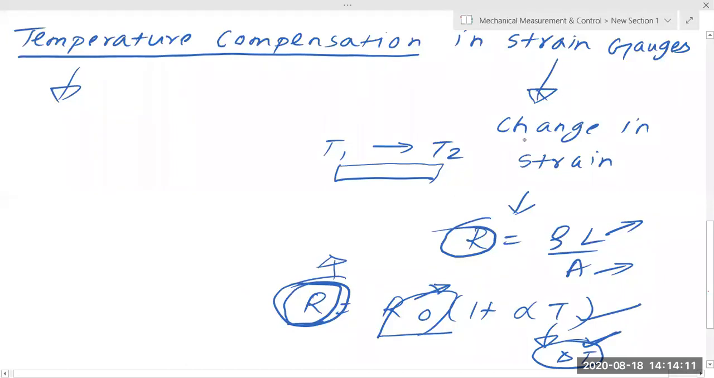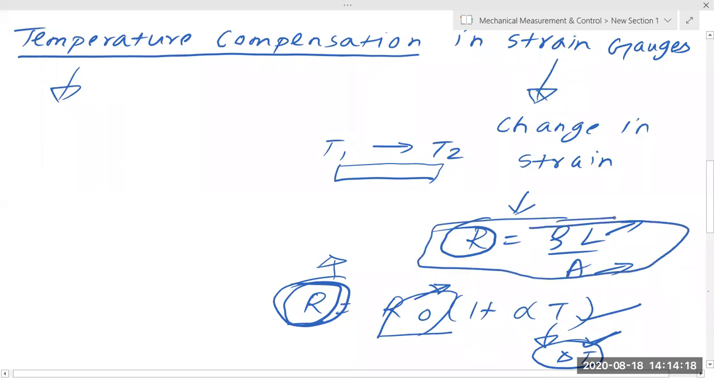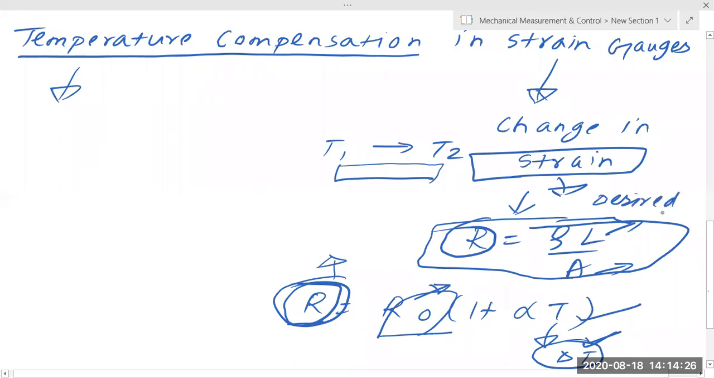So what do we understand? Whenever there is resistance change, there are two ways. One, there can be strain. This strain induced is actually the desired input. If you understand the word desired input that we covered initially, this strain is the desired input. The loading that we do will be the desired input.